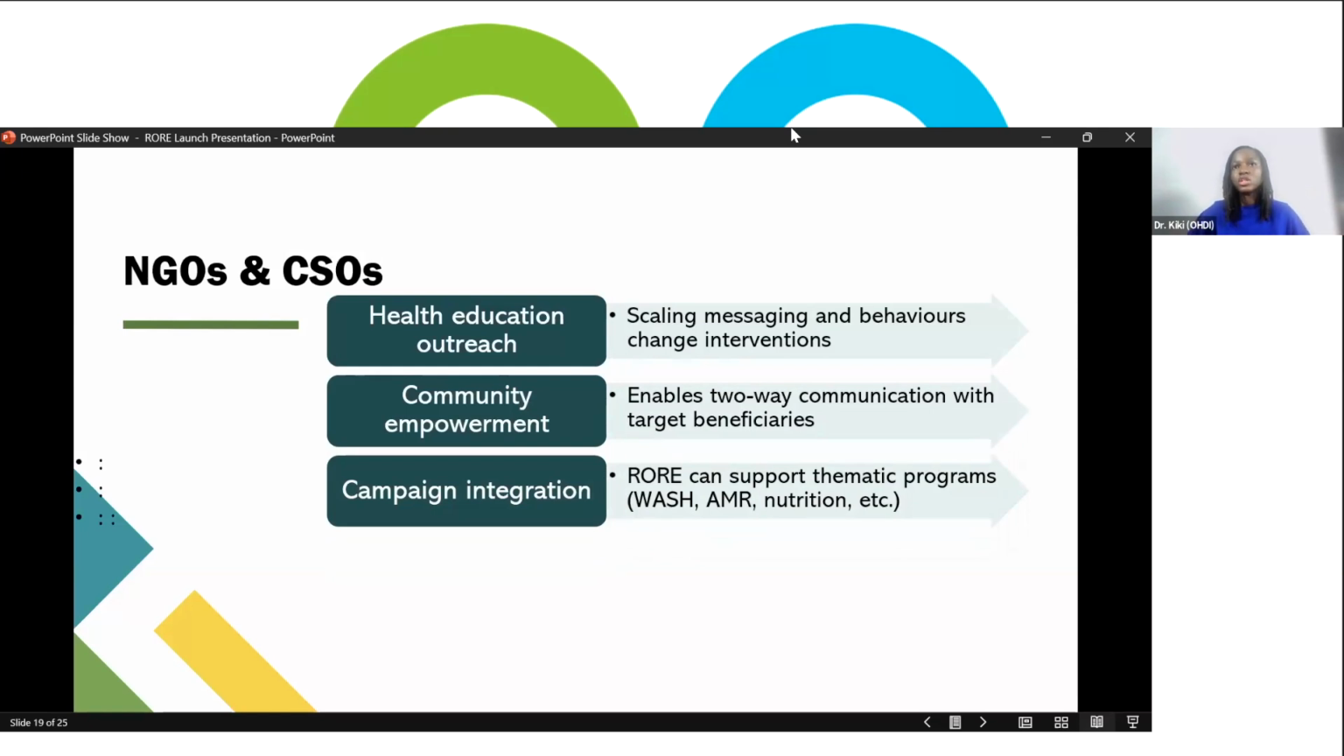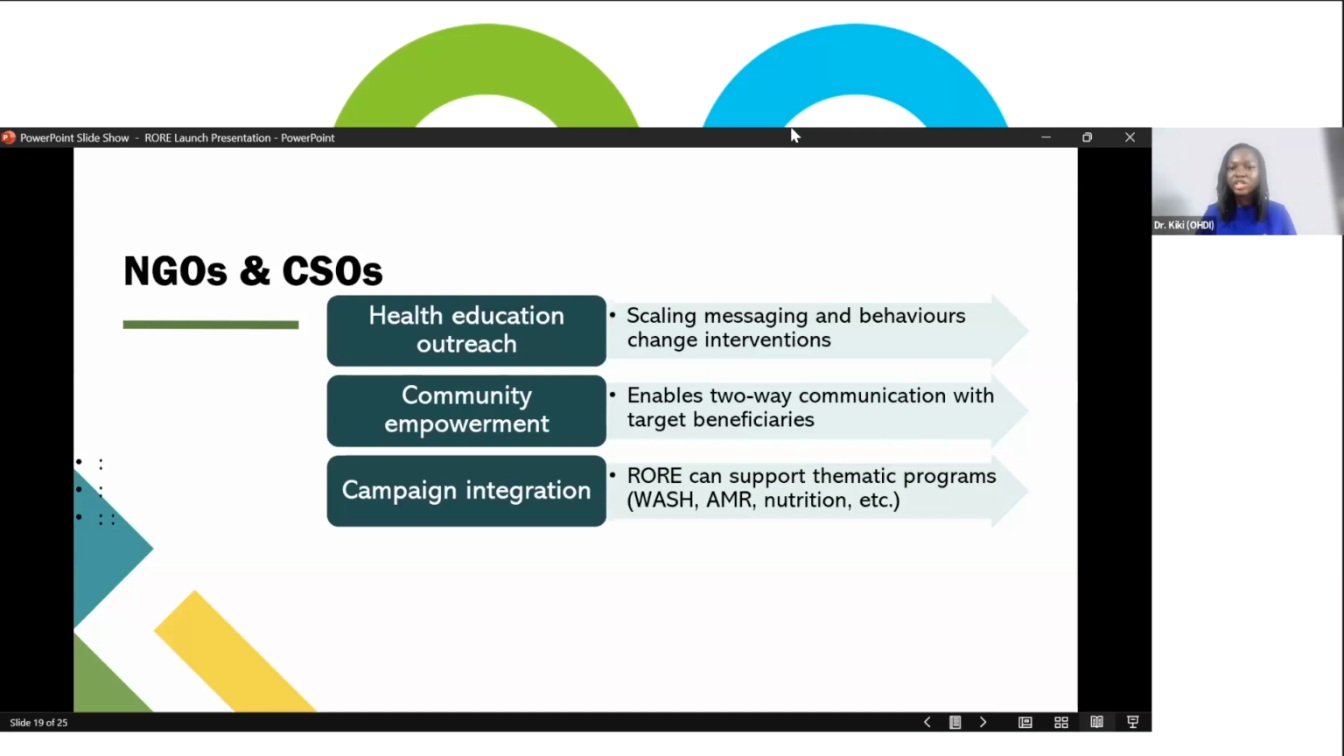NGOs always, of course, reach out to their communities and their target beneficiaries, and they also need to continue their services or sustain their intervention. So Rore can be used as a tool to ensure that people reach you, because with Rore you can be added to the directory of centers or whatever service you provide. So your target communities can reach you and you can also reach your target communities.